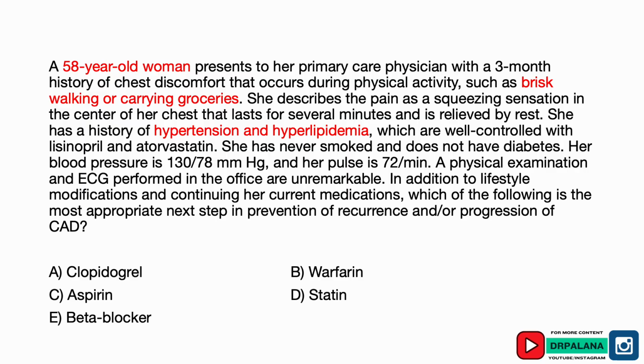Her blood pressure is 130/78 and her pulse is 72. Physical examination and ECG performed in the office are unremarkable. In addition to lifestyle modifications and continuing her current medications, which of the following is the most appropriate next step in prevention of recurrence or progression of CAD? A. Clopidogrel. B. Warfarin. C. Aspirin. D. Statin. Or E. Beta blocker. The correct answer is C.